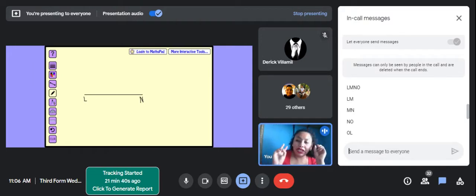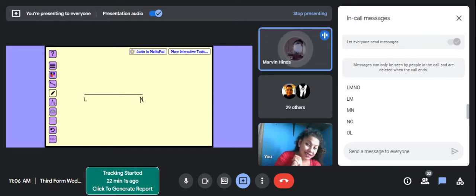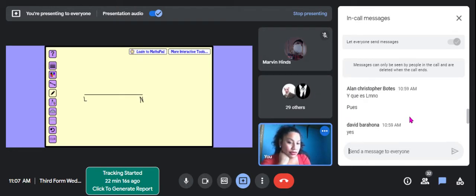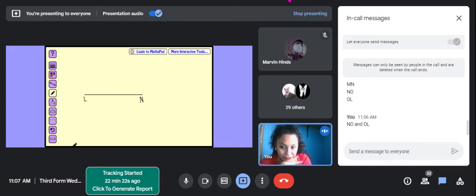Let me repeat that. We need 2 points out of those four. One has an L, one has an N, but the other letter that they have is the same for both of them. Miss, it's not MN. You have NO and OL. Okay, that can work. We can use NO and OL. We're going to be using these two, NO and OL.